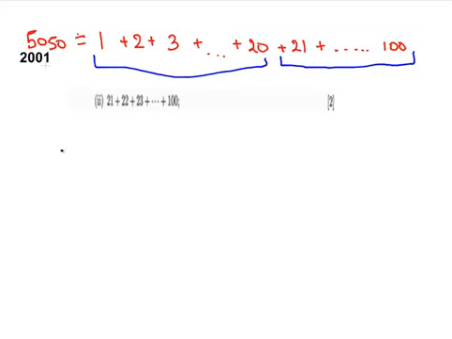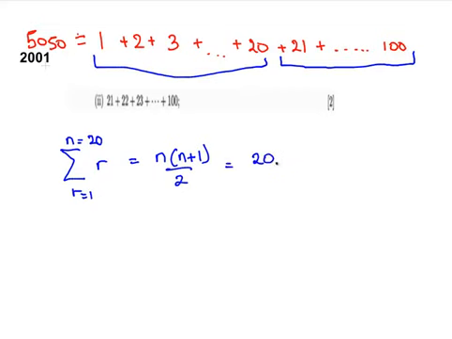So what's this one here? This is the sum from r equals 1 to 20 of r. Okay, and again that is equal to n times n plus 1 all over 2. Now this is 1 plus 2 plus 3, and it goes up to 20. So that's 20 times 21 all over 2, and that's equal to 210. Okay, that's just a little bit of calculator work.